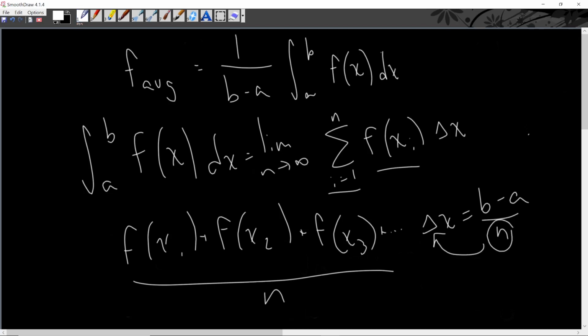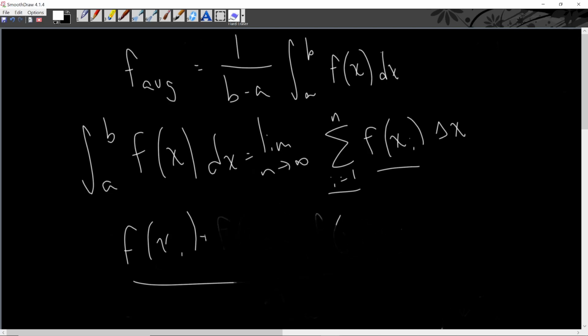And then from here, we can change our order of these. So we can multiply n to both sides, so n delta x is equal to b minus a, and then we'll divide by delta x to get n is equal to b minus a over delta x. Let's keep that idea in our head. From here, we're just going to do a little bit of manipulation.